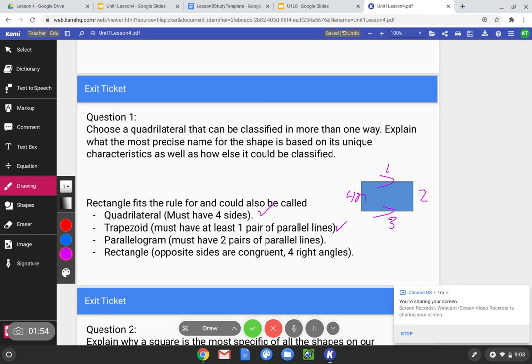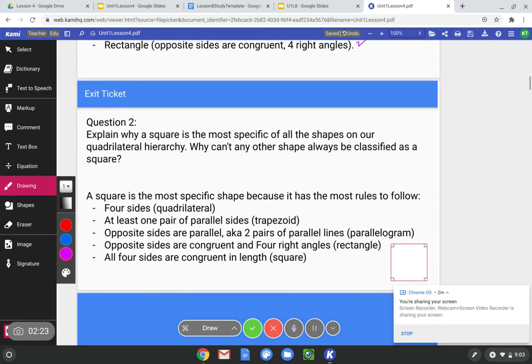And it has another pair of parallel lines, parallelogram. And 4 right angles, rectangle. So that is how we can use attributes to place a shape in the quadrilateral hierarchy. We start vague and start looking for attributes to get a very specific title. Let's go into question number 2.